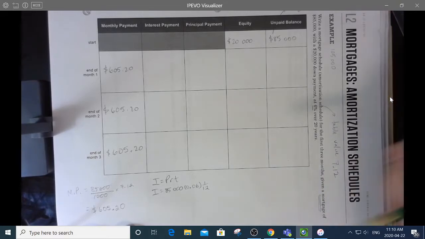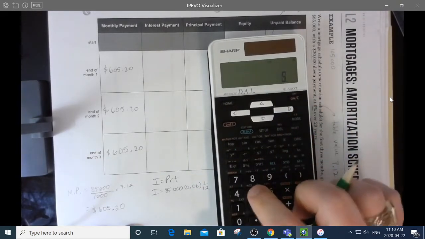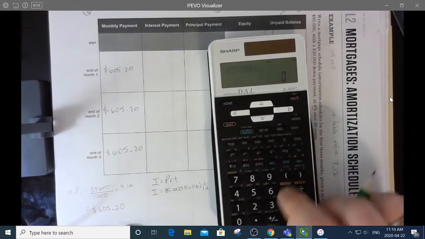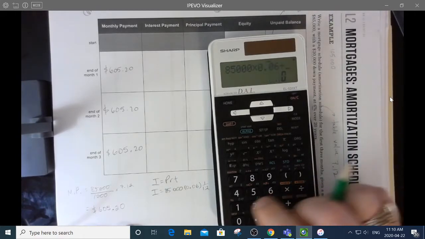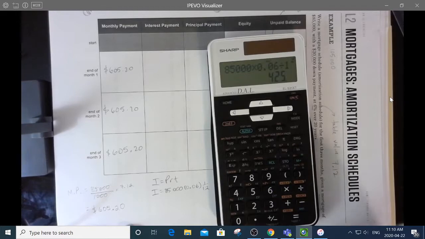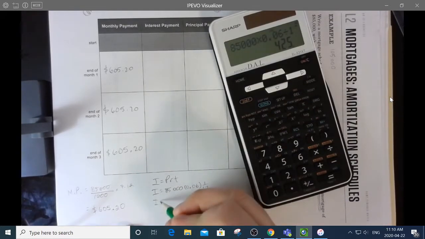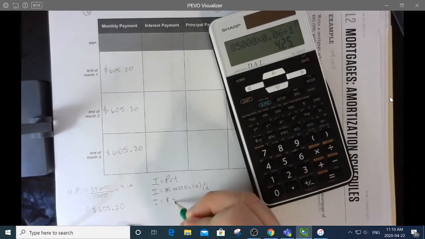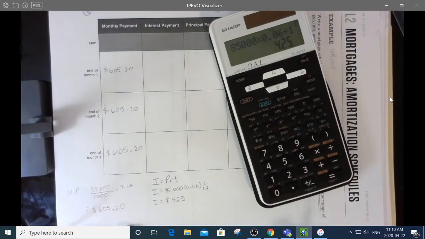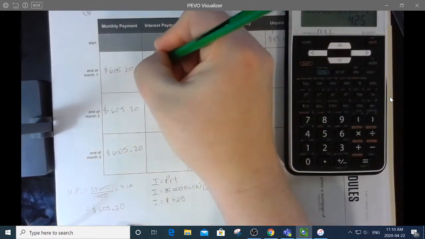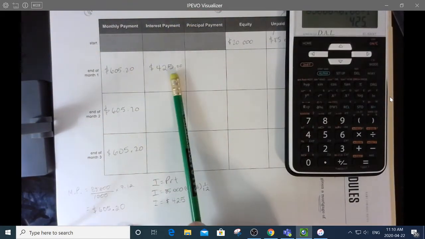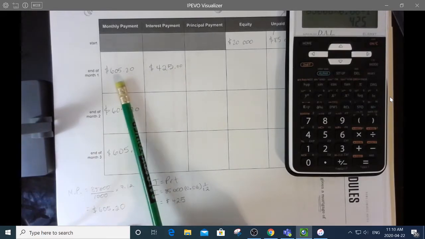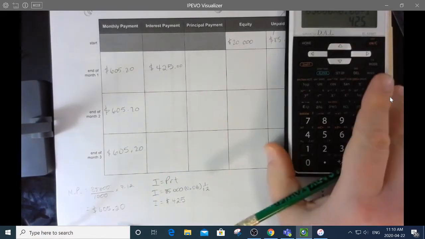All right, when I punch buttons on that, that's going to be $85,000 times 0.06. And I can go times 1 divided by 12, but timesing 1 is not worth doing, so I'll just go divide by 12. And boom, that's a nice, is the last whole number you're going to see on this chart, I'll tell you that, $425. So that's how much of this first payment goes to interest. $425 of that $605.20 just pays for interest on the mortgage.